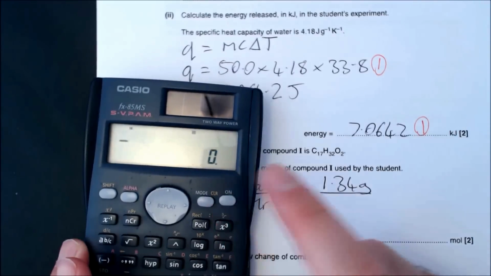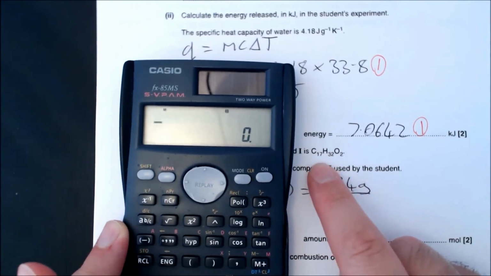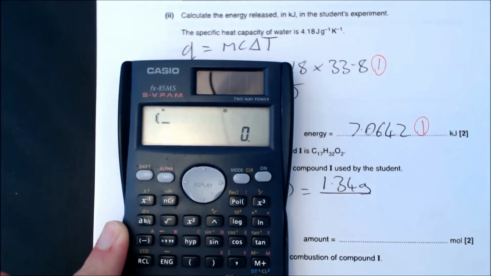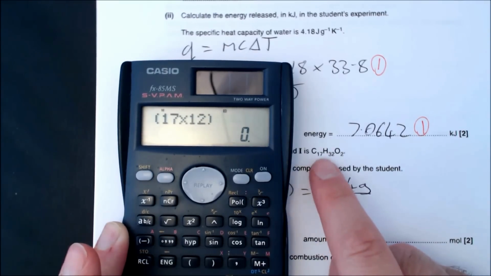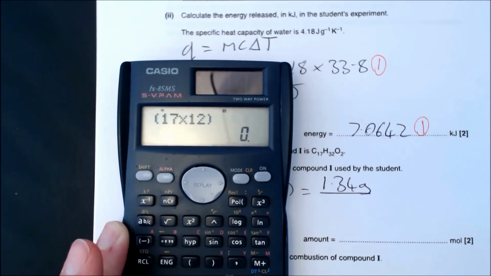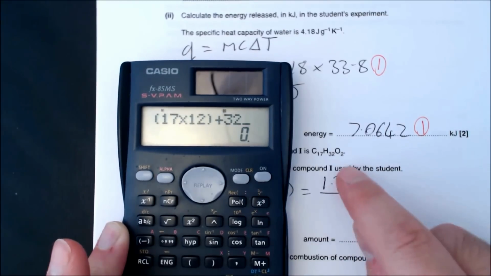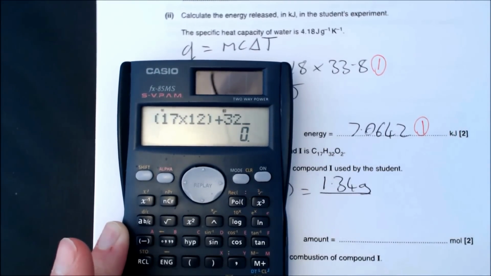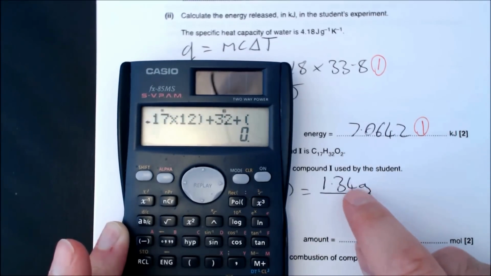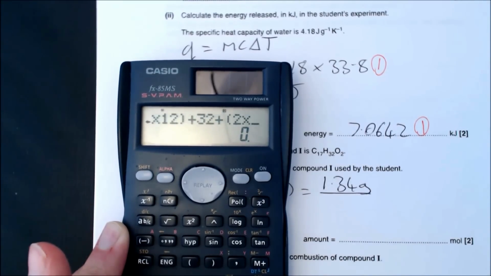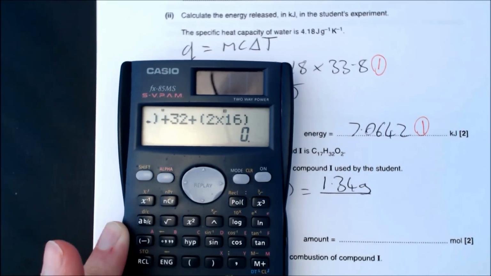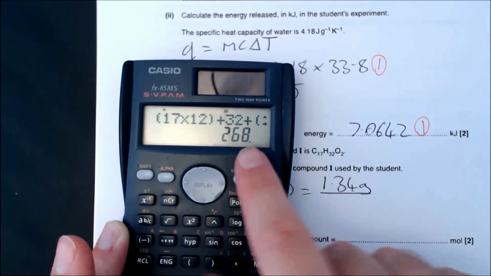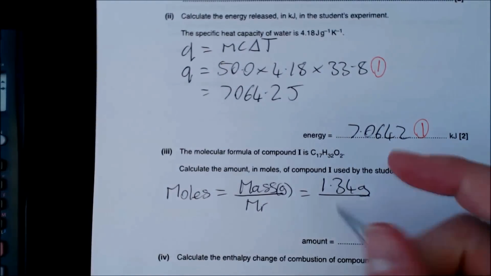So carbon has got a mass of 12. So we're just going to put that into brackets. That's 17 times 12, because that's the mass of carbon, plus 32, because that's the mass of hydrogen, or 32 hydrogens, that's just 1, plus, and then we need 2 times 16, because that's the mass of oxygen, and we should get a final answer of 268. So that's what we're going to divide it by.